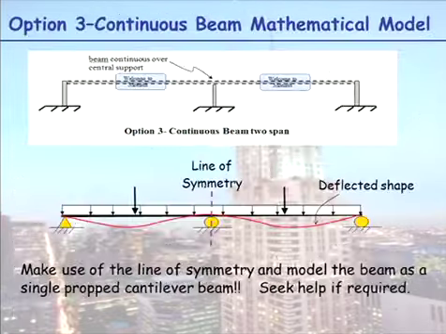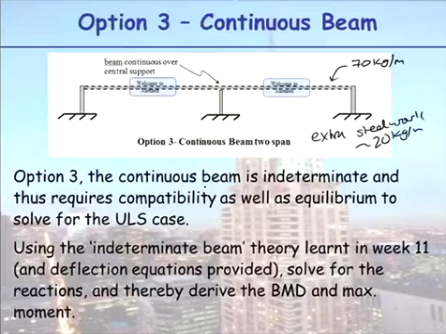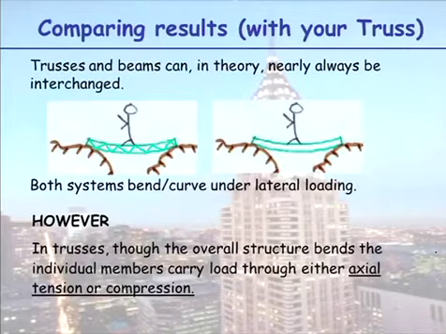Okay, so when we look at our continuous beam here, option 3, you now know the continuous beam is indeterminate, and thus compatibility has to be considered as well as equilibrium to solve for the reactions, the ultimate limit state case. So using the theory we've learned, you'll solve for your reactions. Once you have your reactions, you can draw your shear force diagram and your bending moment diagram. Okay? So we'll leave that there and we'll go back to the theory.